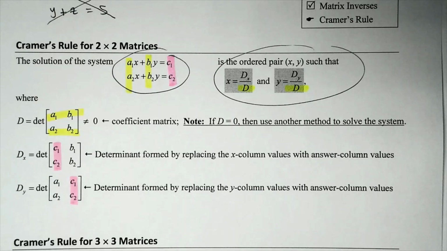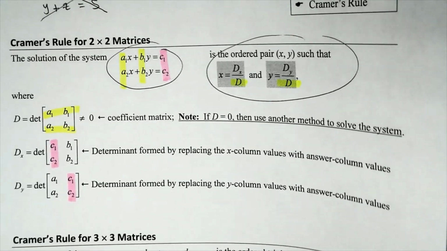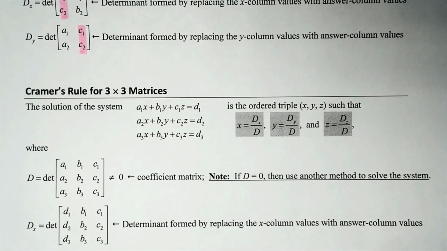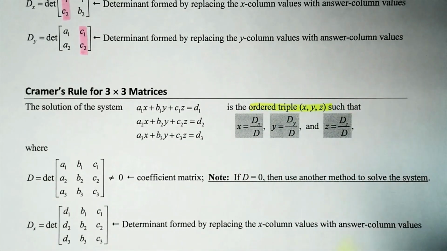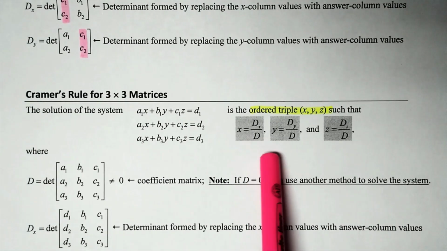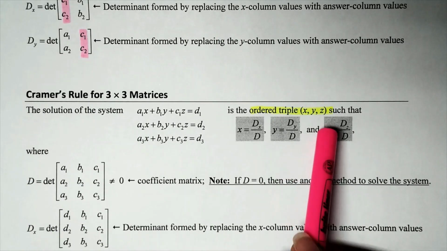Now, how do we use Cramer's rule for systems in 3 variables, for 3 by 3 matrices? It's gonna be the same thing. But in this case, since we have a system in 3 variables, the answer is not gonna be the ordered pair x, y. It's gonna be the ordered triple x, y, z. And how do we find that? x is given by Dx over D, y is given by Dy over D, and z is given by, you guessed it, Dz over D.